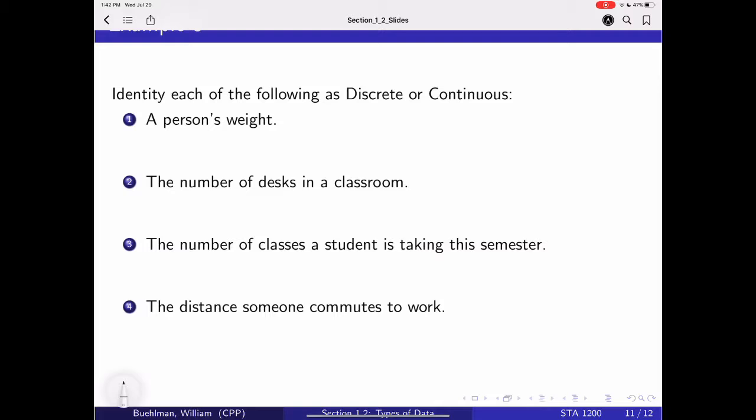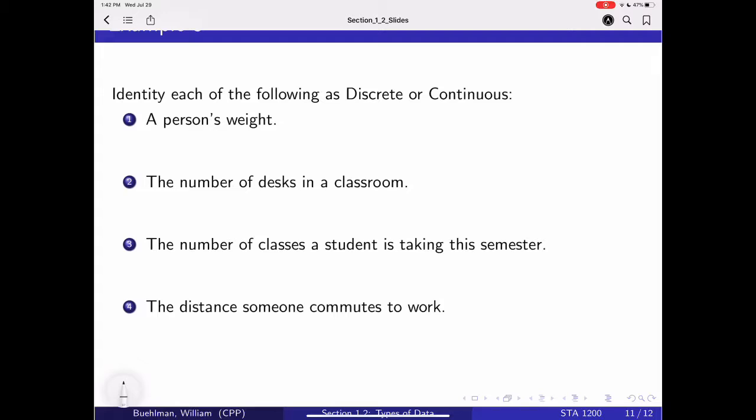All right, so we're on to example 3 here. Identify each of the following as discrete or continuous. First, a person's weight. Let's say we weighed somebody and they weighed 150 pounds. And then I got a better scale that said, no, they weigh 150.1 pounds.